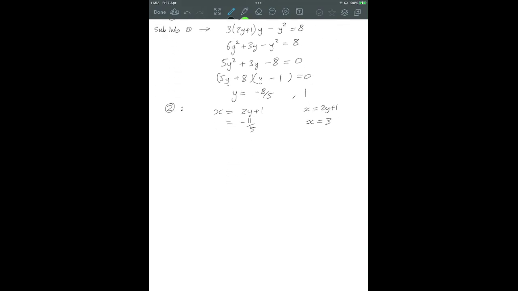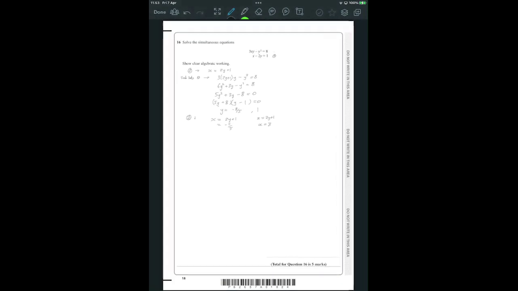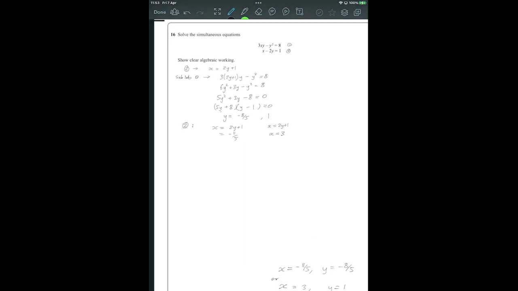And therefore, I'm going to put my answers down on the outside. I'm hoping it's got the space. No, it doesn't. So I'm going to say x is negative 11 over 5, y is negative 8 over 5, or x equals 3, y equals 1. Once again, with simultaneous equations, it's worth checking them back in the original. So I'm going to do exactly that before I move on.